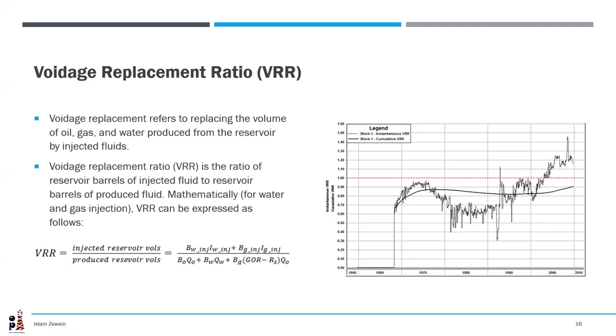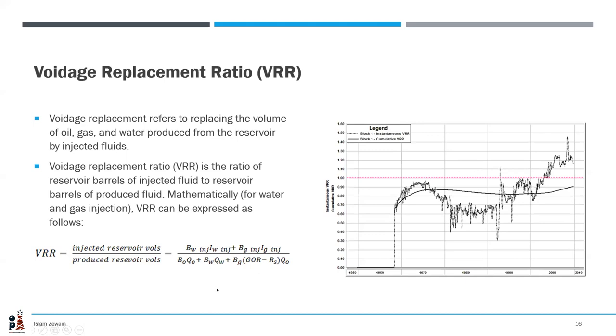So a good practice is to calculate how much fluid you produce, and how much you replace it with. This percentage is called VRR. It would be the injected reservoir volume divided by the produced reservoir volume. This is the normal equation, where the produced volumes are multiplied by beta, which is the formation volume factor for every phase separately. It should be applied on all the produced phases and all the injected phases.